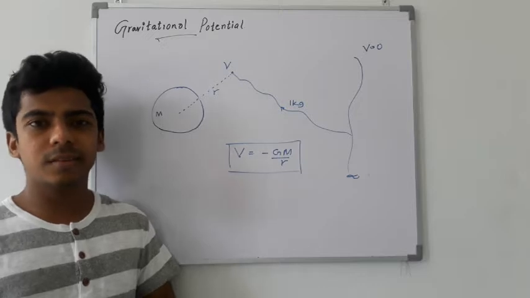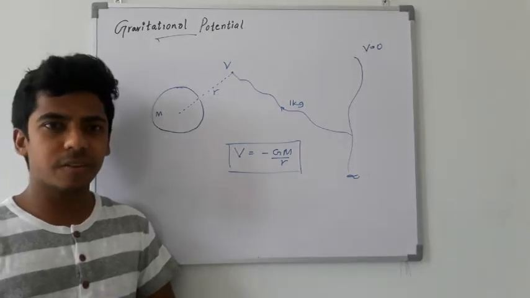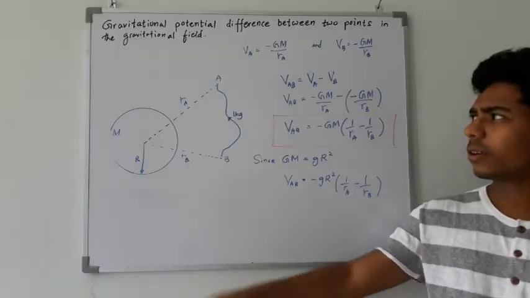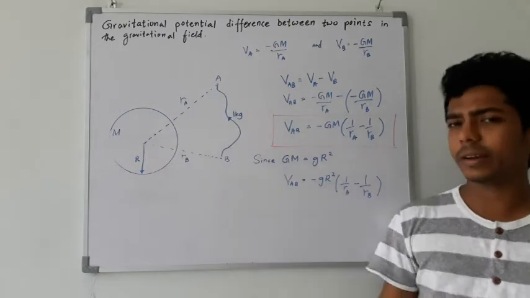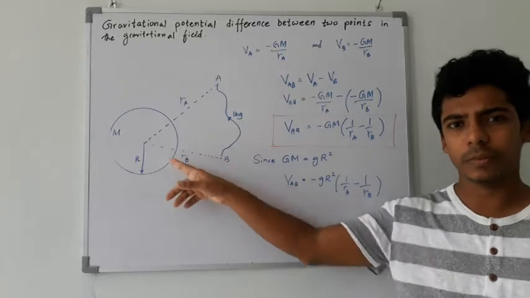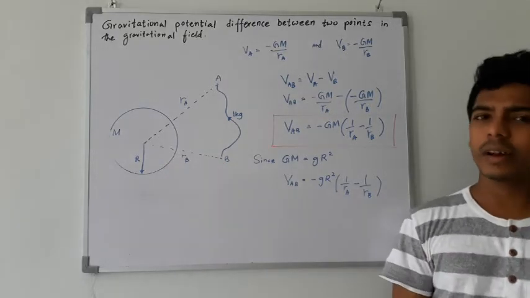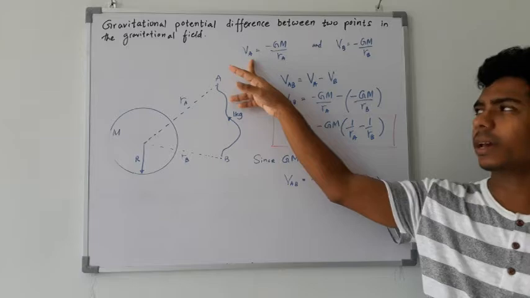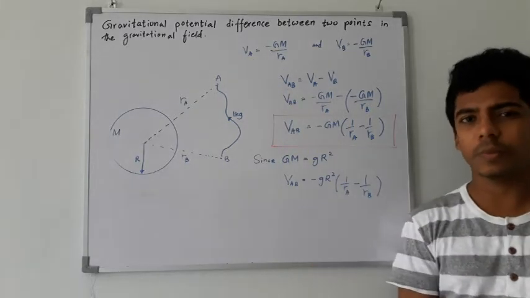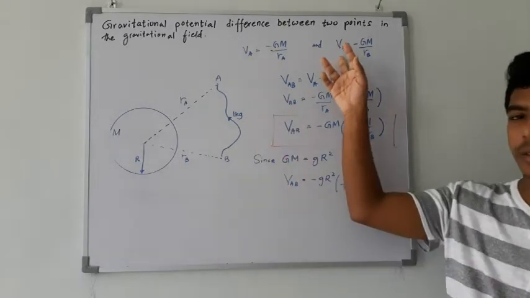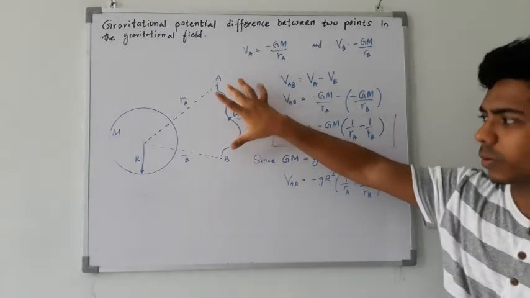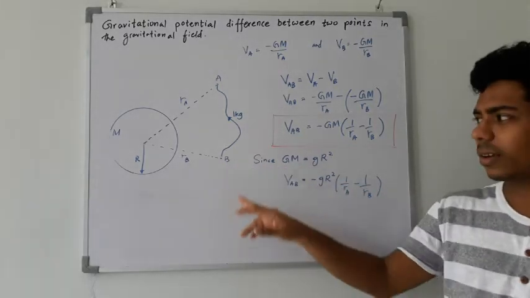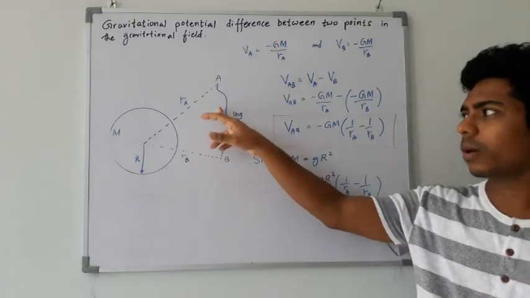Okay, and next let's discuss the gravitational potential difference between 2 points in the field. For this I consider 2 points A and B, where A is at distance RA from the center of this planet and B is at distance RB from the center of the planet. So I can write the gravitational potential at A, that is VA, VA is equal to minus GM over RA, and similarly VB is equal to minus GM over RB. And now we want to find the gravitational potential difference between these 2 points. For this I consider that I move a 1 kilogram mass from B to A.